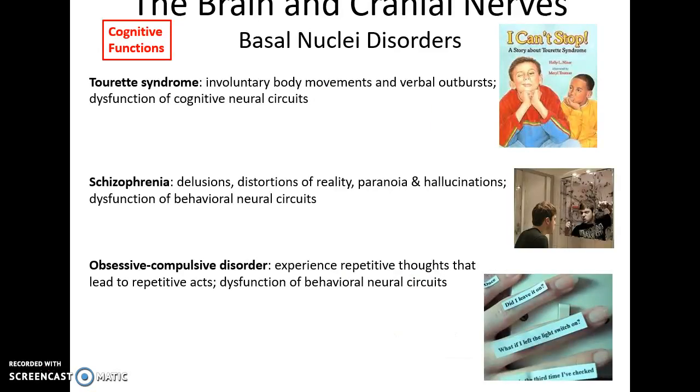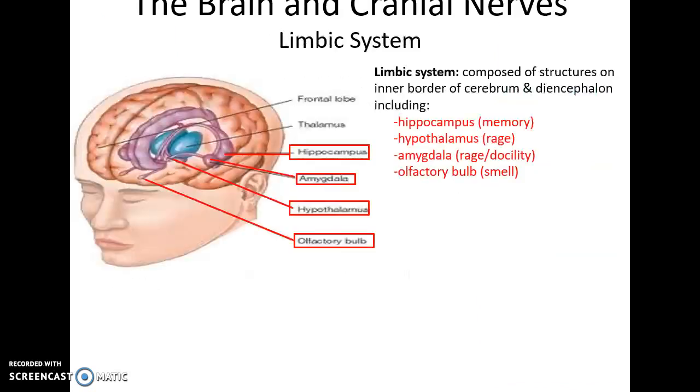Then there are some cognitive functions that are linked to the basal nuclei. There's Tourette syndrome, involuntary body movements, and also involuntary verbal outbursts. It's thought to be a dysfunction of cognitive neural circuits. There's schizophrenia, which can lead to delusions, distortions of reality, paranoia, and hallucinations. Thought to also be a dysfunction of behavioral neural circuits. And then obsessive compulsive disorder, where the person experiences repetitive thoughts that lead to repetitive actions. This is also thought to be a dysfunction of behavioral neural circuits.